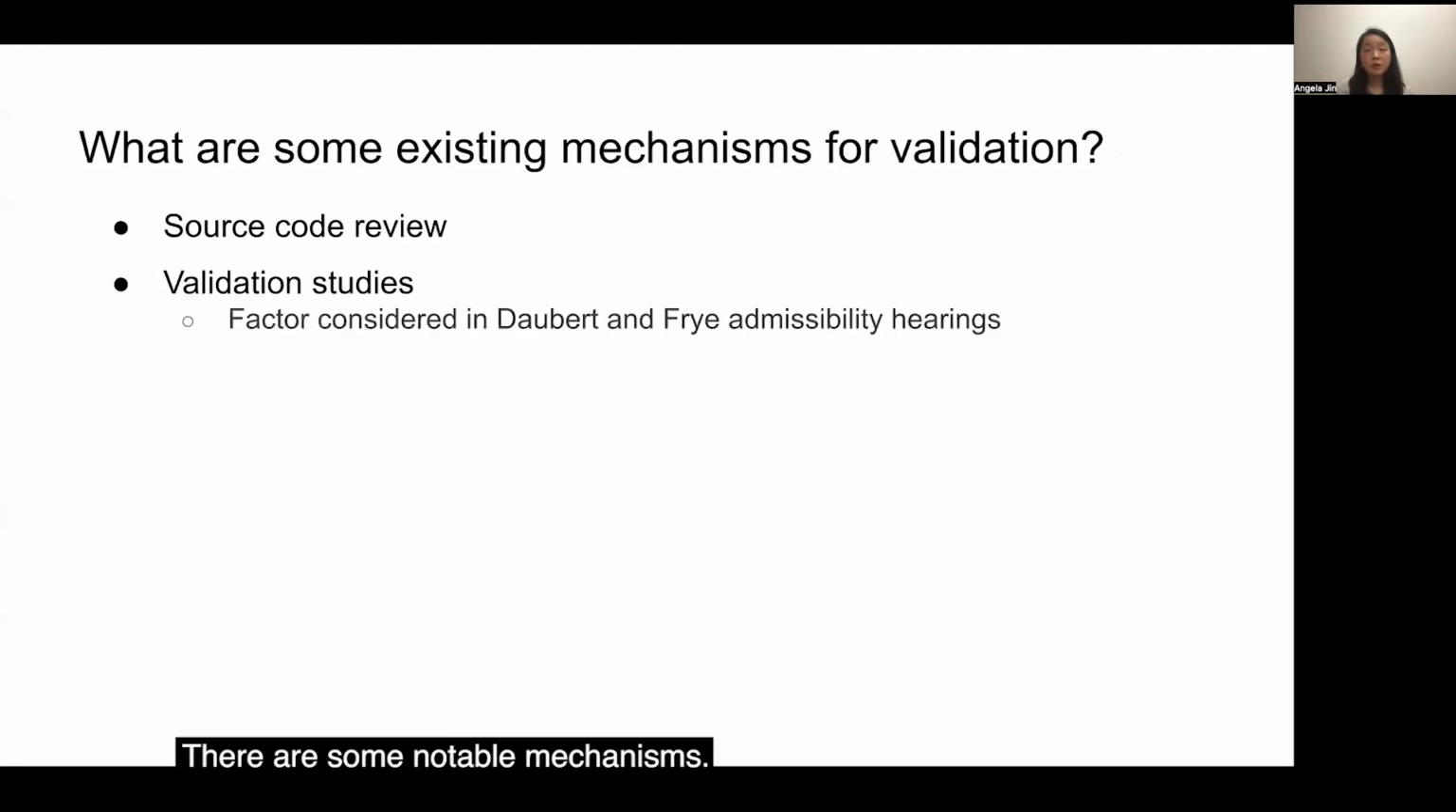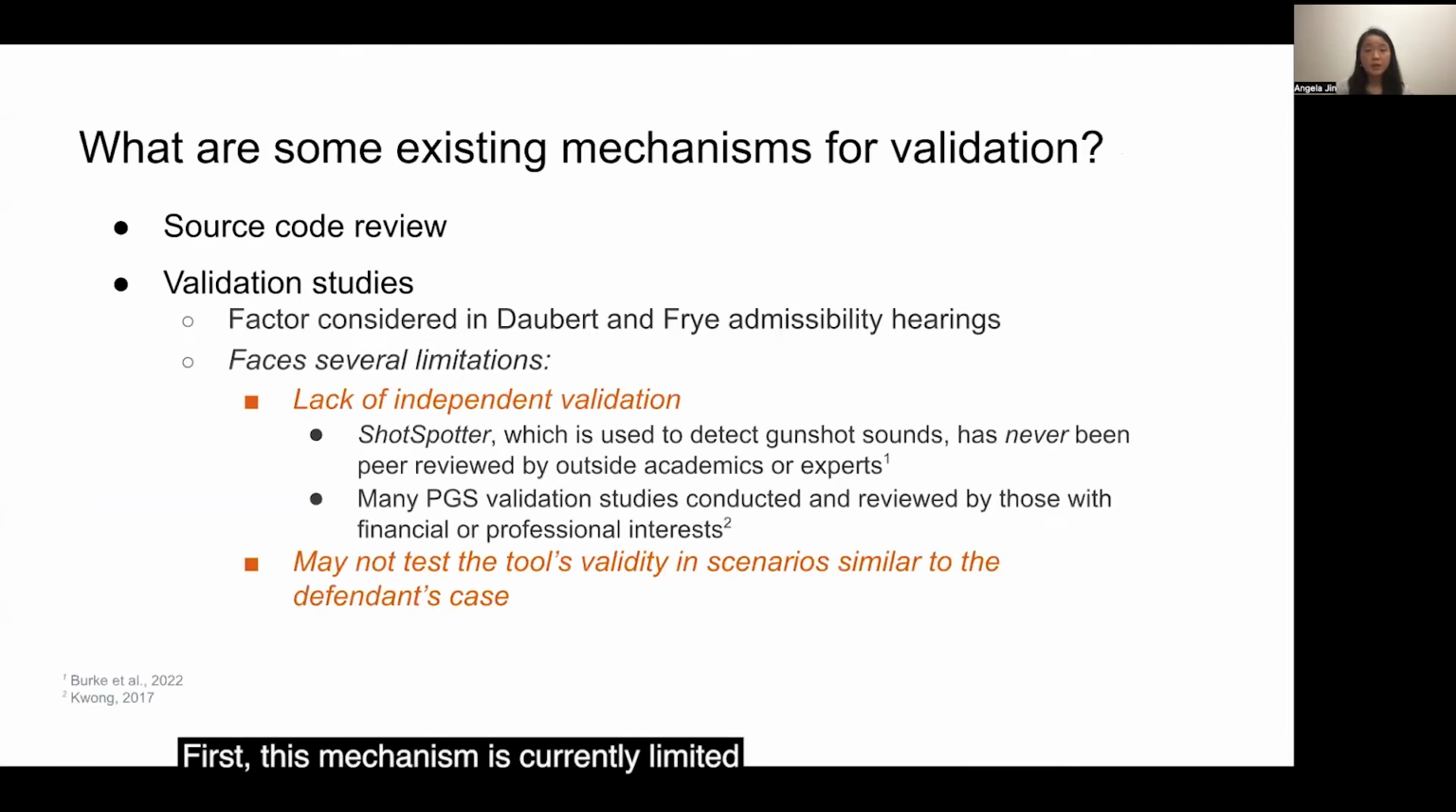There are some notable mechanisms. Two frequently discussed mechanisms are source code review and validation studies, but each of these faces significant limitations. Let's consider validation studies, a key factor considered in Daubert and Frye admissibility hearings in the US. First, this mechanism is currently limited by the lack of validation by independent groups. A group with financial or professional interests in ensuring that the tool is used can significantly impact how rigorous the validation is.